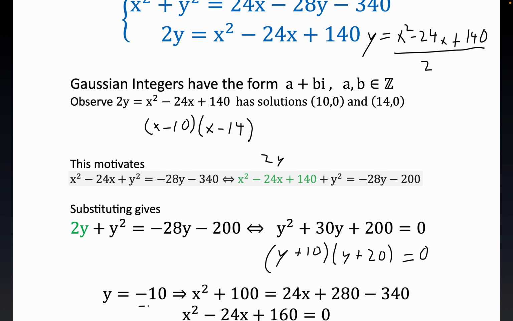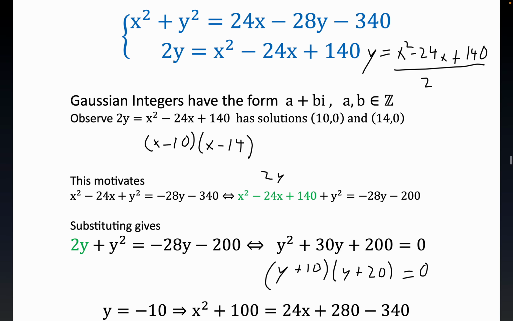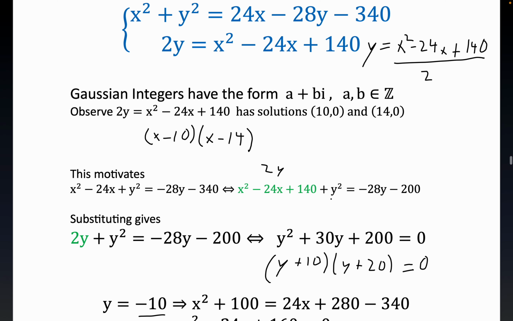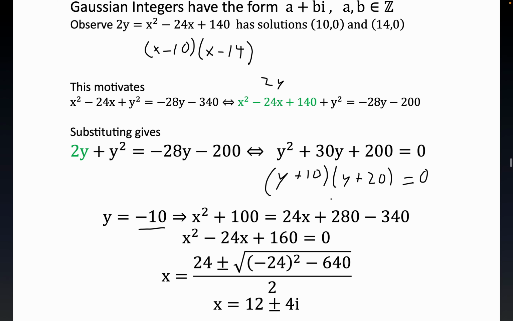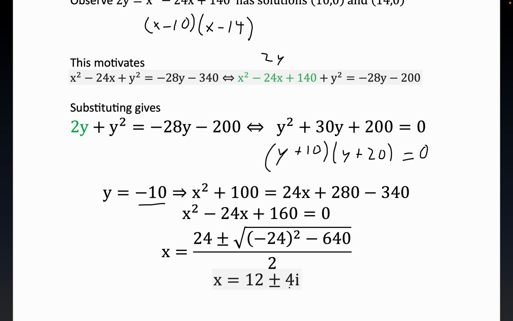Y equals -10. And so this is what happens when you take the -10. You take y equals -10 and place it here to get 100, then place it here to get plus 280 that you see right down here. So again, this is just a direct substitution into the top equation. This results in a quadratic. I won't bore you with all the details, but you get x is equal to 12 plus or minus 4i, which is certainly what we would call a Gaussian integer. It's two Gaussian integers.